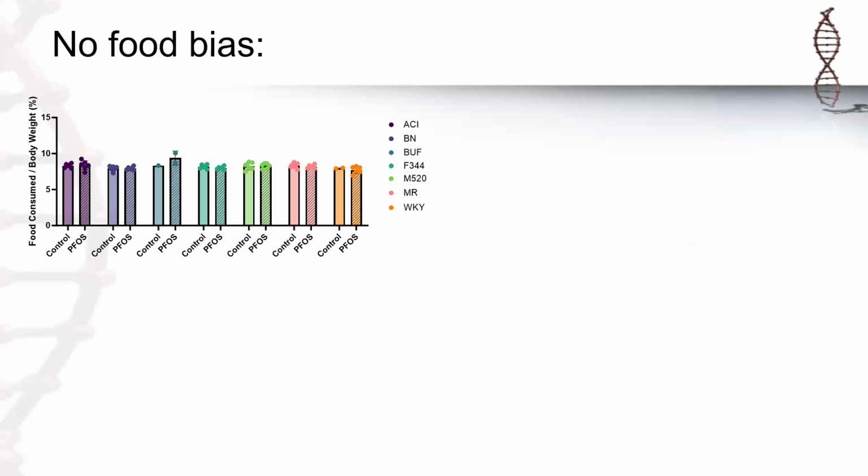There was no difference in food consumption between the controls or PFAS animals across all 7 strains. The PFAS food was palatable, and there was no reason to believe that there were any differences in eating behaviors between the 2 groups.